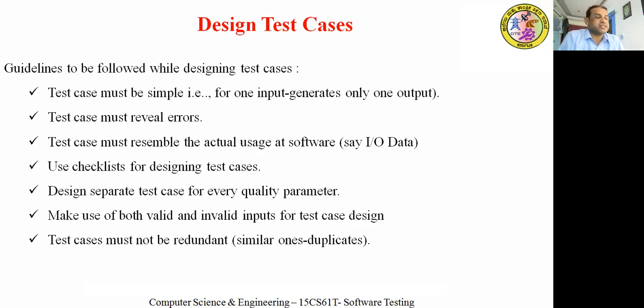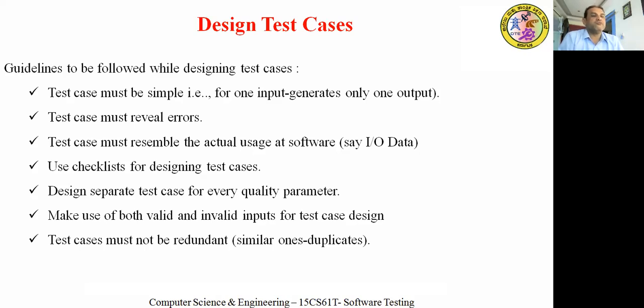As you've seen, there are various checklists: checklists for web pages, checklist for GUI interface, and so on. So you should use the checklist for designing the test cases. Then design separate test cases for every quality parameter. You've seen there are so many quality parameters: usability, security, conformance standards, and so on. For each parameter, identify the separate test cases.